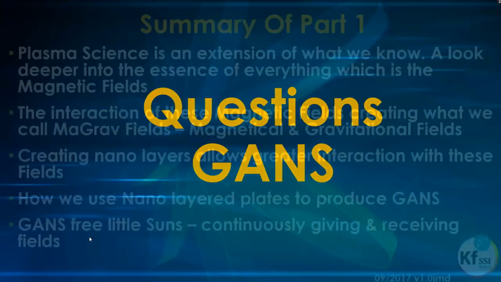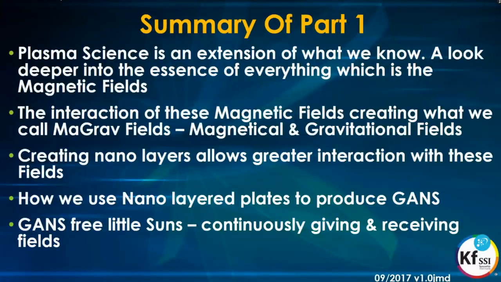So essentially, when we look at the summary for today, the whole purpose of these workshops is to keep it short and to the point, so that you can take home certain bits of information and really understand what it's all about. The plasma science is really an extension of what we know. It's looking deeper into the essence of everything, which is the magnetic fields. And that's what you really need to understand: everything is made up of these fields. Even the pen you're holding or the table you're sitting at is all made up of fields. We'll go into more details next time, but that's what you really need to take home.